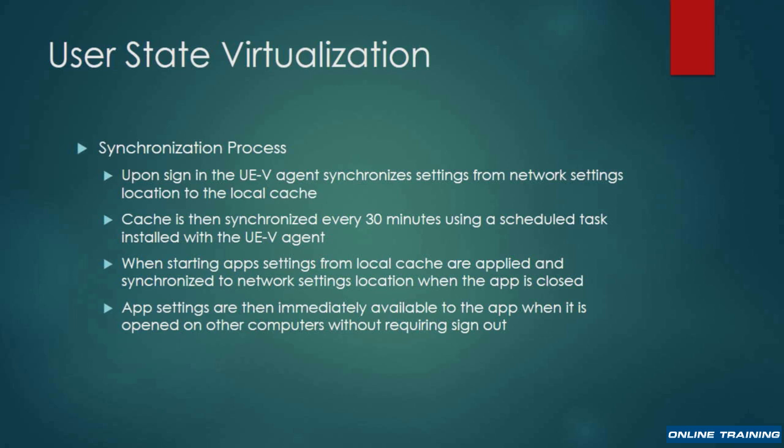When you're starting apps, you're starting them with settings from the local cache. When you make changes in the app, those changes are synchronized to the network location when the app is closed. At that point, those app settings would be immediately available to the app when it's opened on another computer without requiring sign out. So basically all you'd have to do is close the app, any changes are going to be synchronized, and as soon as you open the app on any other system, you will have obtained those synchronized settings.